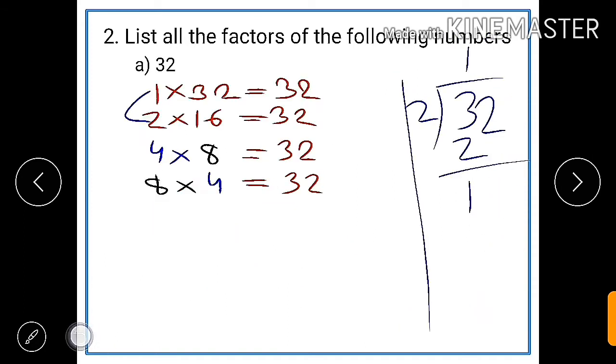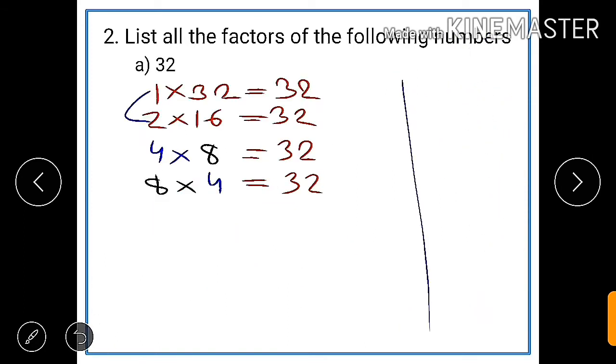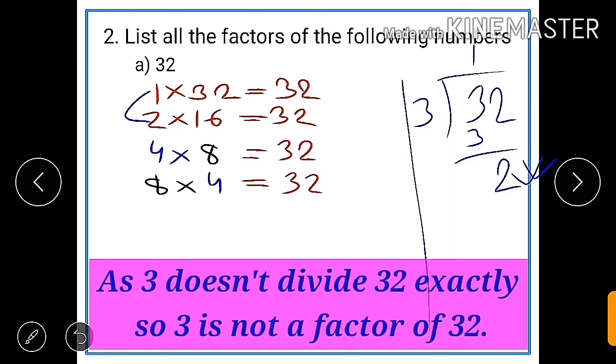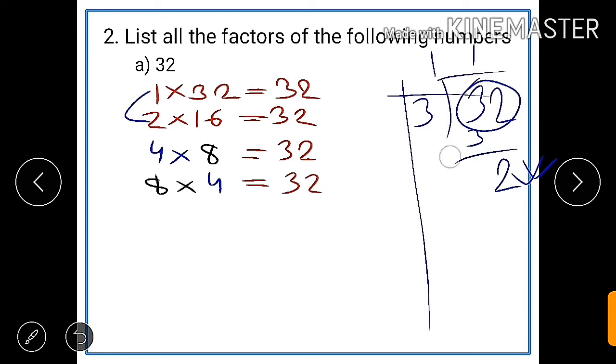Next number is 3. After 1 we get 2, next is 3. So we need to divide 32 by 3, and as you can see, 3 ones are 3, and we will get a remainder 2, and we know that 2 is smaller than 3 and 2 is not divisible by 3. Therefore here the remainder is 2, and as we are getting a remainder, therefore 32 is not exactly divisible by 3. Therefore we will just cancel 3.